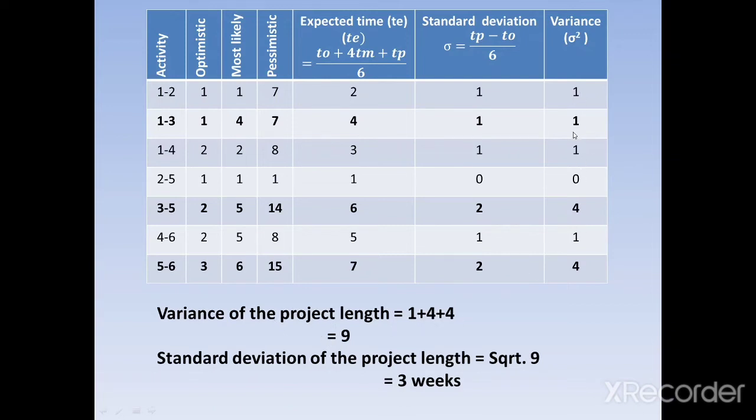So the variance of the project length is equal to 1 plus 4 plus 4. The 1 to 3 activity variance is 1, 3-5 activity variance is 4, and 5-6 variance is equal to 4. So that is equal to 9, and the square root of that 9 is equal to 3 weeks. So the standard deviation for this project length is 3 weeks.